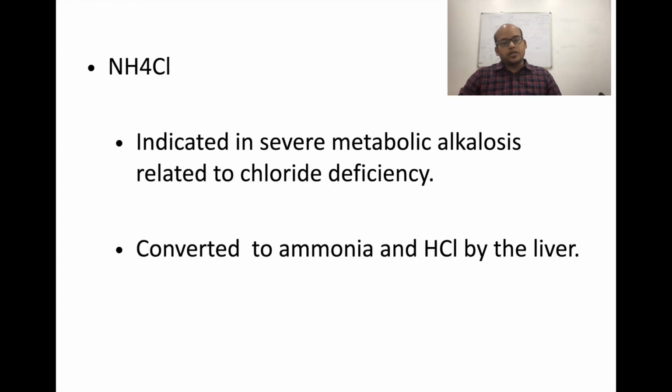Third one is ammonium chloride. It's indicated in severe type of metabolic alkalosis related to chloride deficiency. So it is converted to ammonia and hydrochloric acid by the liver and decreases the blood pH.